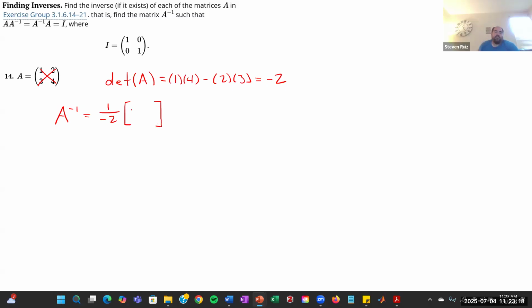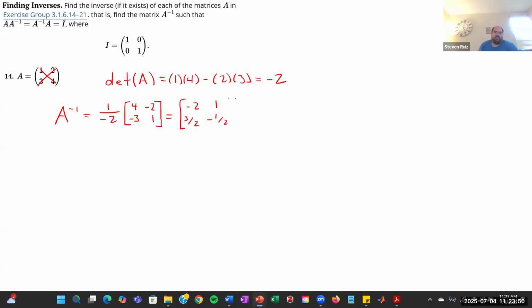So for this other matrix, we take the major diagonal and swap the entries. So 4, 1. And the other two entries, we take the opposite: -2, -3. So this gives us this matrix: -2, 1, 3 over 2, -1/2.